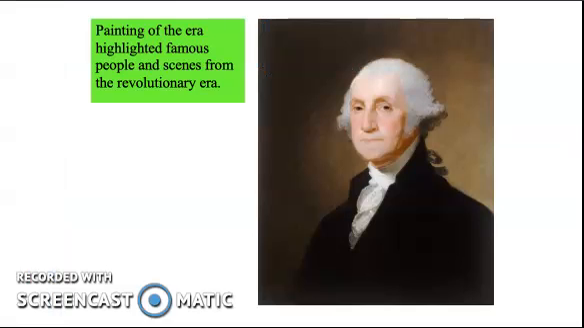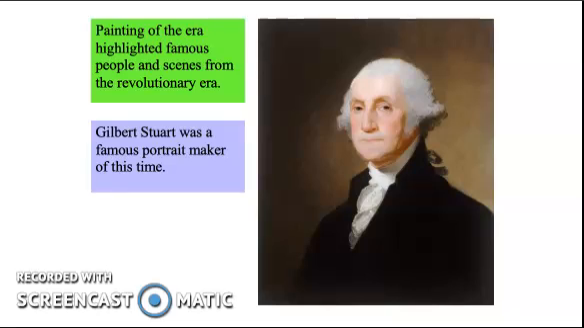So when we start to look at the ideals of the nation, it's how the heroes are portrayed. Many of the paintings of the era are going to highlight famous people and scenes from the Revolutionary era. Now, probably the most famous painter is Gilbert Stuart. He was the most famous portrait maker of the time. Most of the founding fathers' portraits were painted by him.